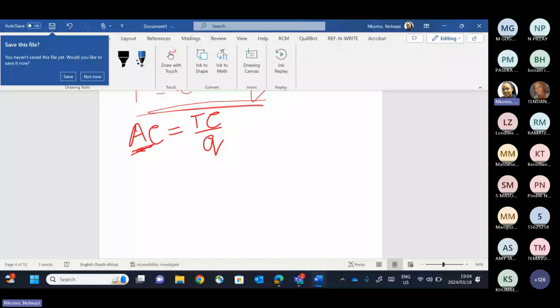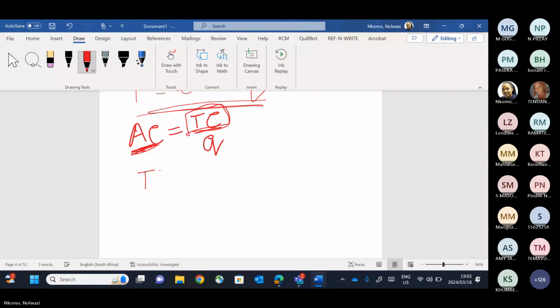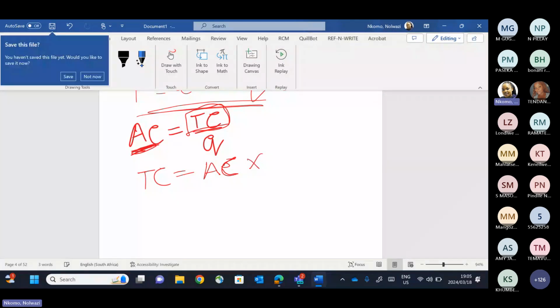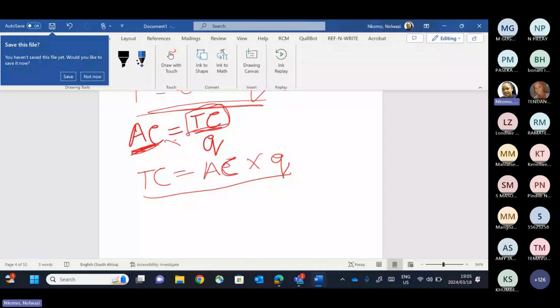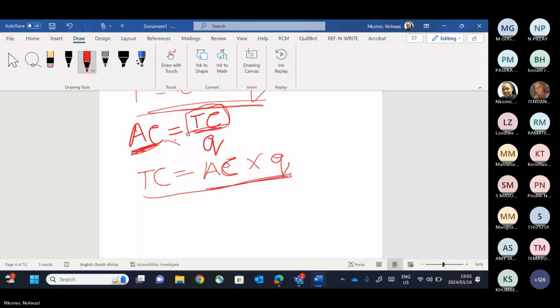From this, it follows that if the average cost is known, then the total cost is given by the average cost multiplied by the number of units produced. I just multiplied to find this.